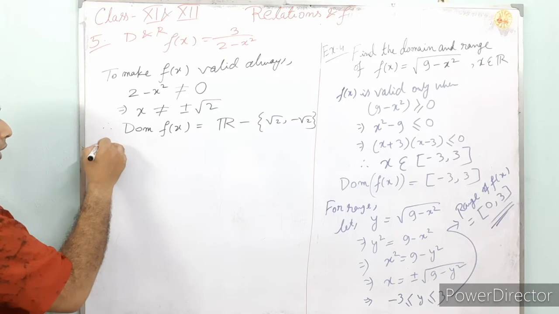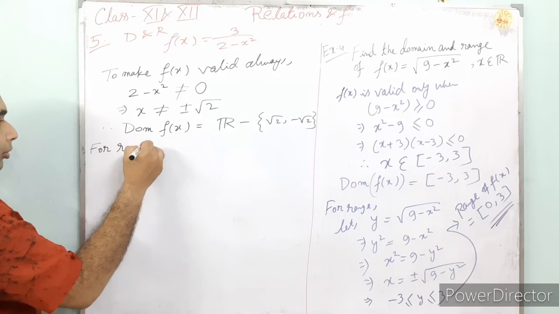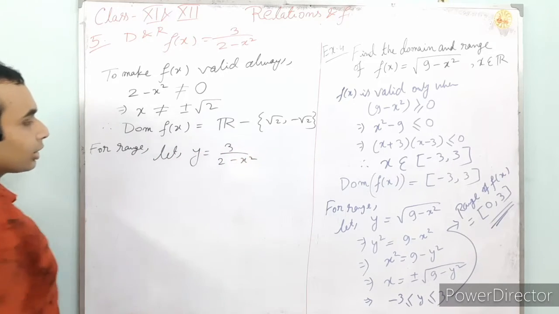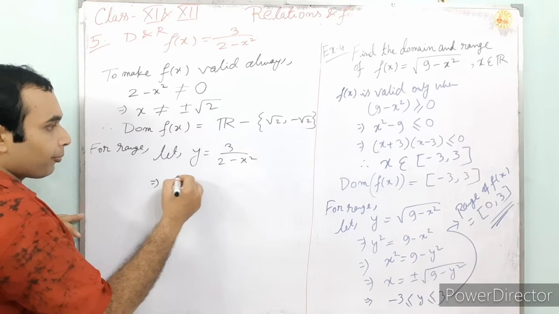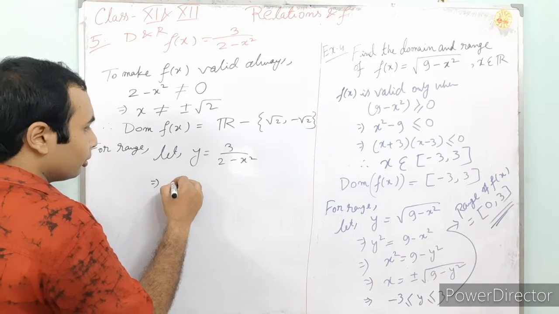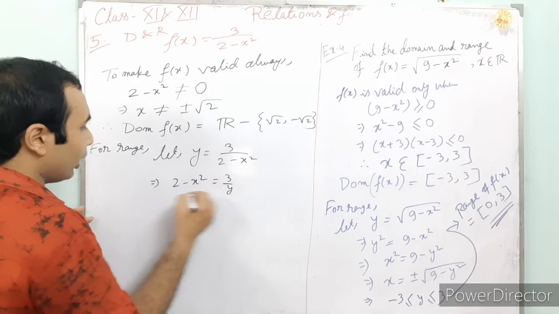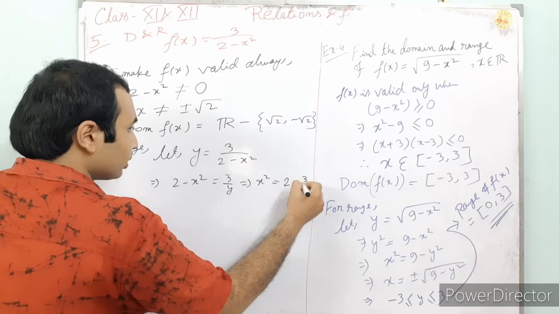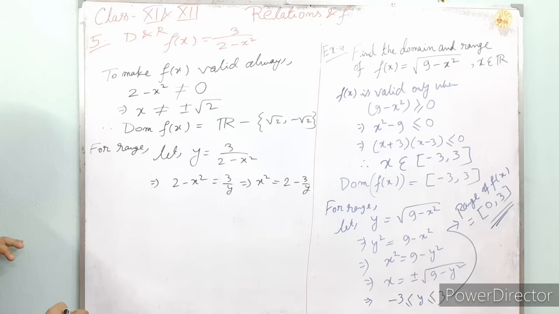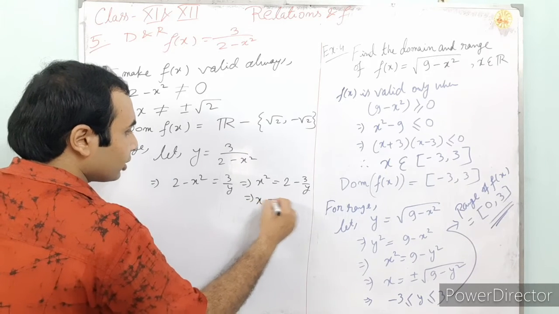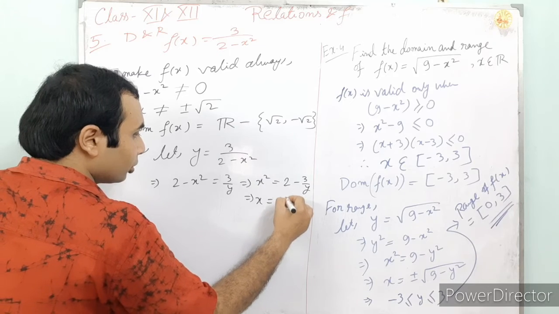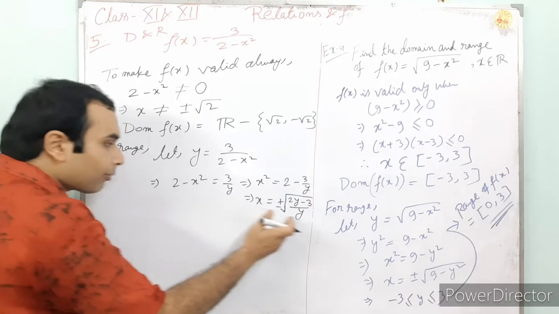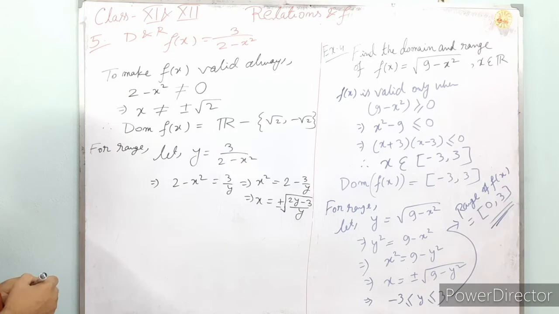Now the range. For range, let y equals 3 by 2 minus x square. So that means 2 minus x square equals 3 by y. So that means x square equals 2 minus 3 by y. So that means x equals plus minus root over (2y minus 3) by y. We have got x equals plus minus root of (2y minus 3) by y.